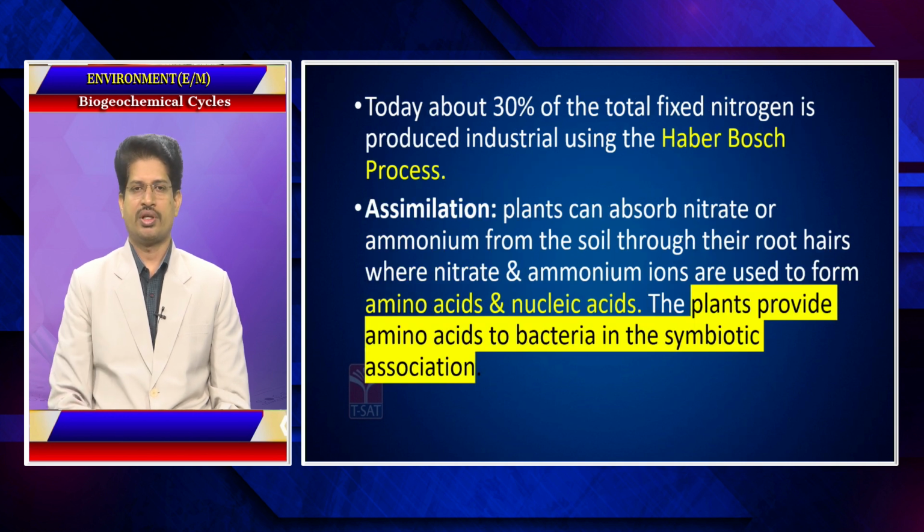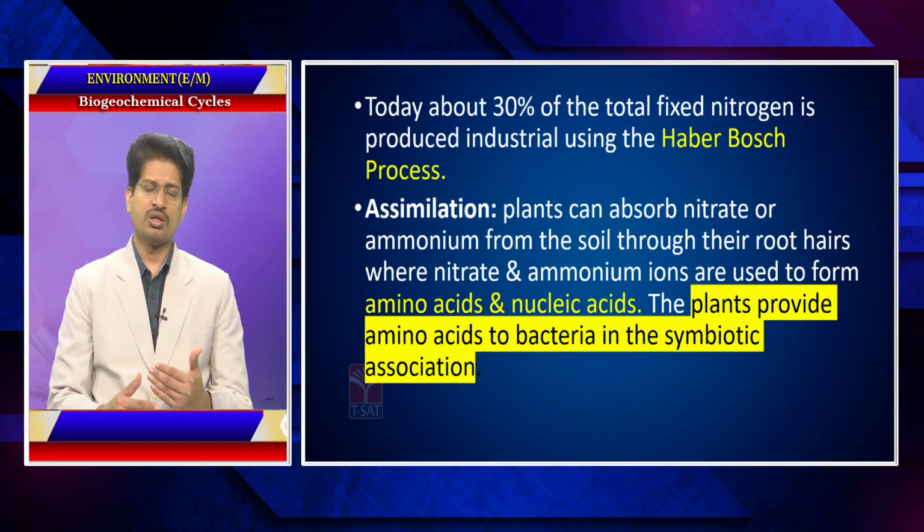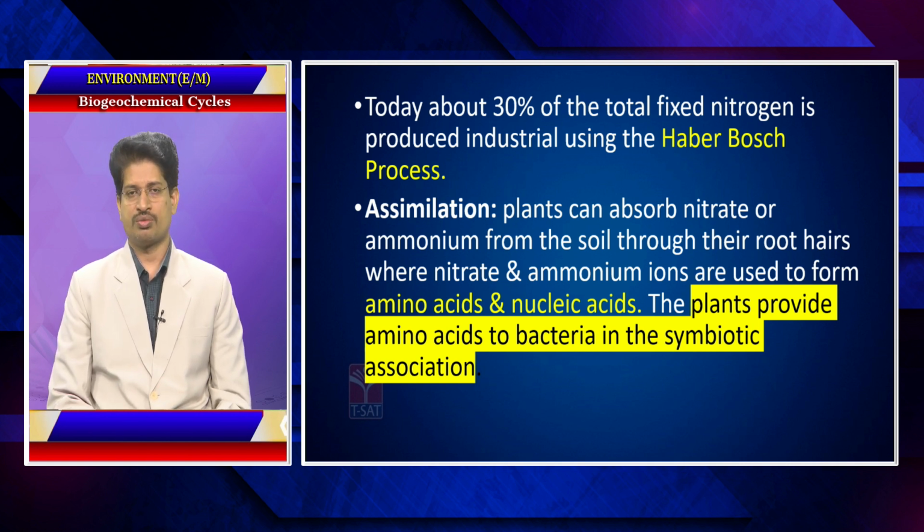Today, about 30% of the total fixed nitrogen is produced in industries through the Haber-Bosch process. So, the process involved in manufacturing nitrogenous fertilizers artificially in the industries might be a question. This is the process which you need to mention.